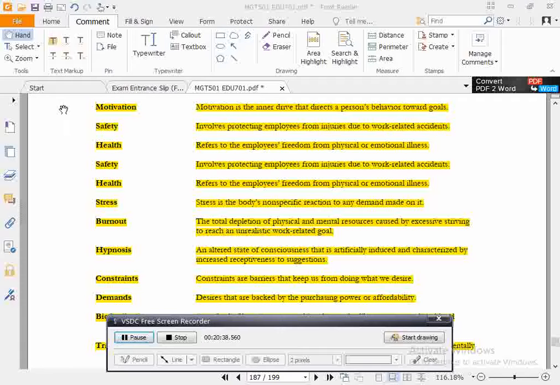Safety involves protecting employees from injuries due to work-related accidents. Health refers to the employee's freedom from physical or emotional illness.